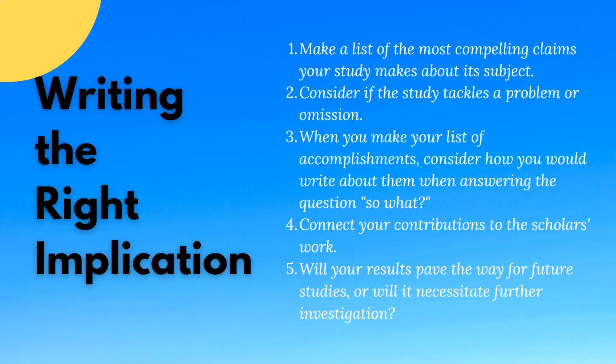Here comes writing the right implications. So there are 5 points. Number 1, make a list of most compelling claims your study makes about its subject. So the findings, what your study is suggesting. Number 2, consider if the study tackles a problem or omission. So you will highlight whether your research is giving some solution to a problem or not. Number 3, when you make your list of accomplishments, consider how you would write about them when answering the question, so what? So how to explain your findings, how to write your implication.